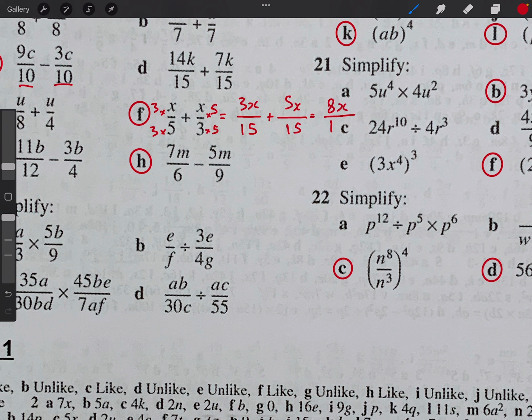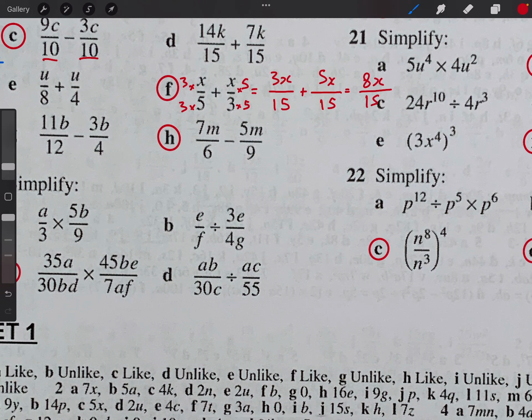Next one, you have a minus. So 6 and 9. What's the lowest common multiple of 6 and 9? Let's list out. You look at the 6 and 9, which one's bigger? Obviously the 9 is bigger. So what we do is we list out the multiples of 9. You get 18, 27, 36, and so on, and see which one can be divided by 6. That's the fastest way to find the lowest common multiple. So the lowest common multiple, you can see here, is 18.